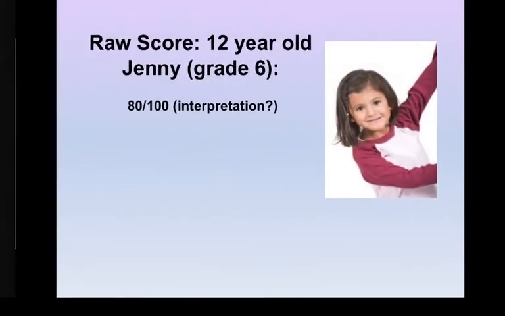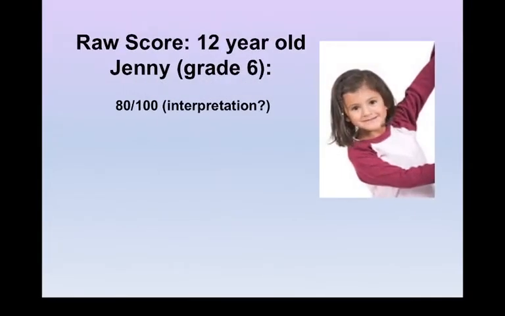Halimbawa, ang raw score mo, si Jenny, na nasa grade 6, 12 years old. Raw score is 12-year-old Jenny, grade 6. Now, raw score niya is 80 over 100. How do you interpret this? Anong ibig sabihin ng 80 over 100? Then you use the norm. But look at this. What 80 over 100 means, mag-iiba-iba yan depende sa kung anong edad ng norm mo kinukumpara yung raw score na yan.